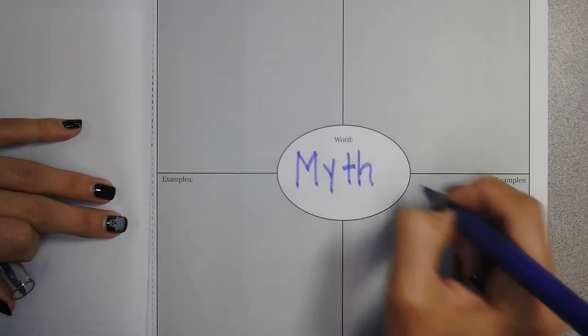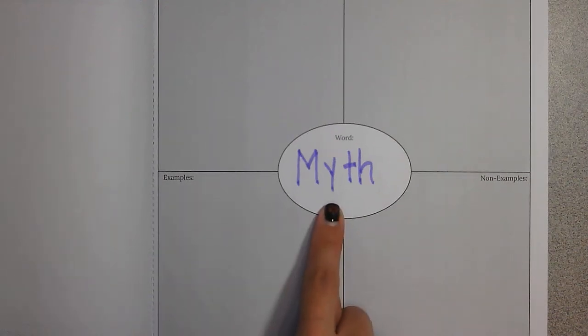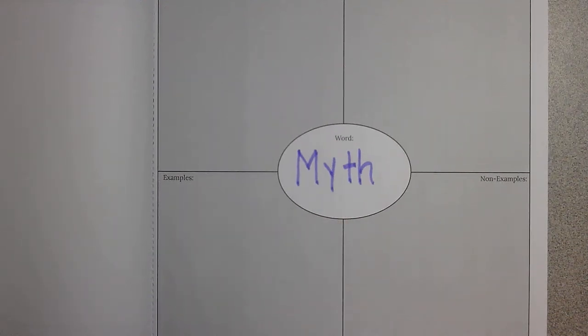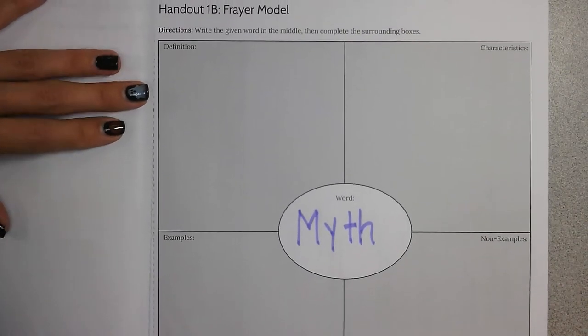So I want you to think of myth. Have you heard this word before? If you have, what type of definition do you have in your own words? If you had to explain the word myth to someone, what would you say? What is an example you would give them? So just take your thoughts right now. If you'd like, you can pause the video to think about it. And if not, we can go ahead and continue.